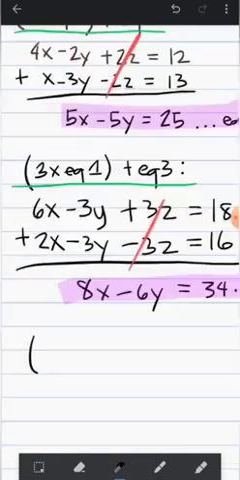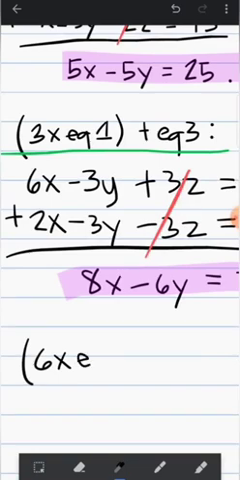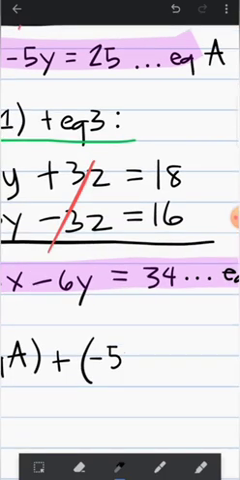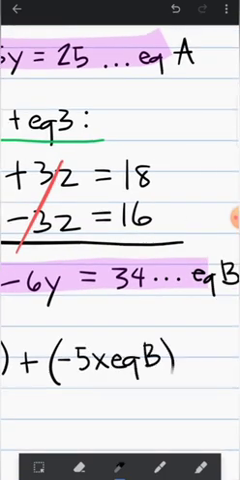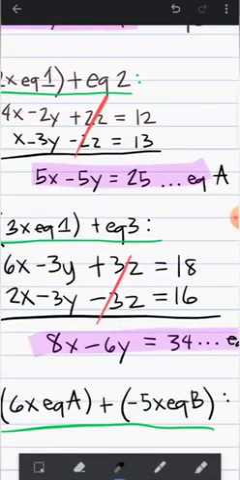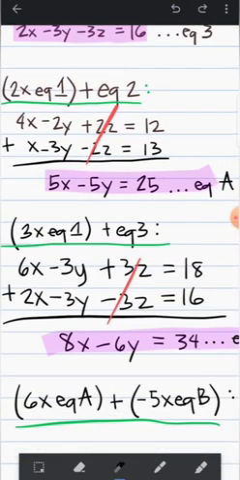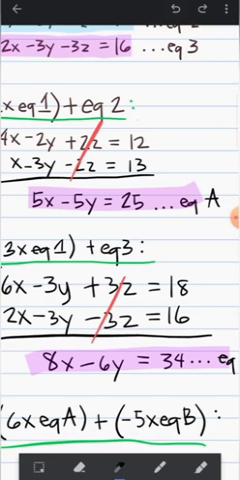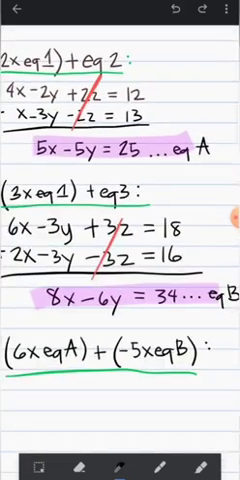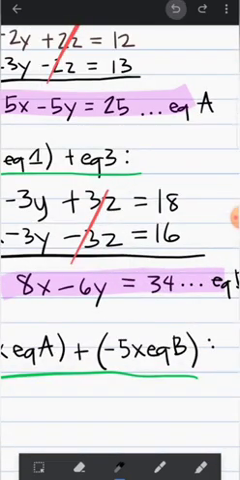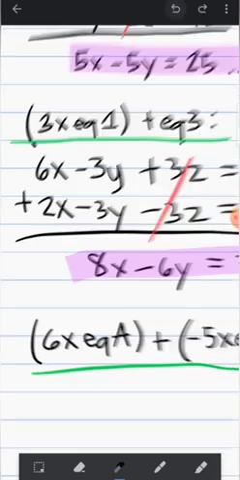let's multiply equation A by 6. So, 6 times equation A, and then add it to negative 5 times equation B. So, why is it negative? Because, if you notice, negative 6y and 5y and 6y have the same sign. So, we want terms that have the same coefficient, 30, but different signs, positive and negative, so that they will cancel out. So that's the reason we multiply by negative 5. Or we could have negative 6 and positive 5.